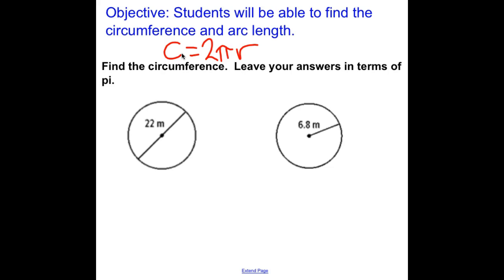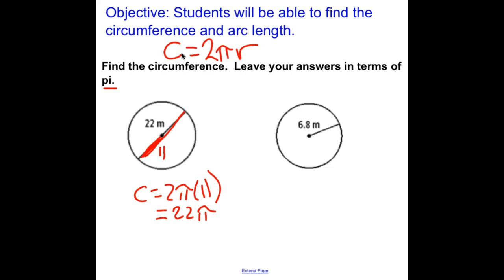The first one, I have 22 all the way across. Remember the radius is only halfway across. So I just have to cut that in half. I get 11 and then I just go circumference equals 2 pi times 11. Multiply my 2 and my 11, I get 22 pi. Now it says to leave my answer in terms of pi, so that's it.